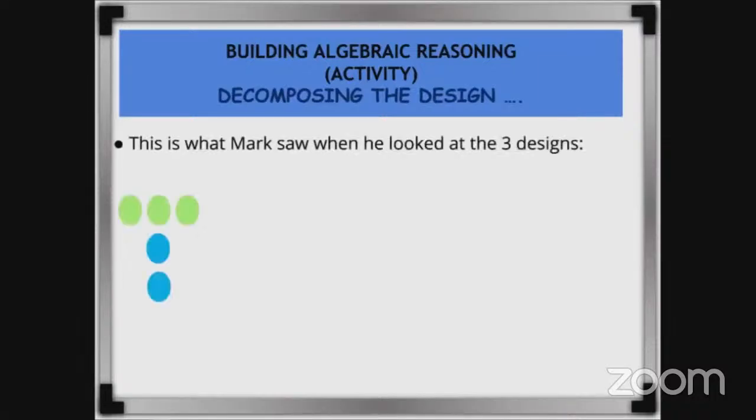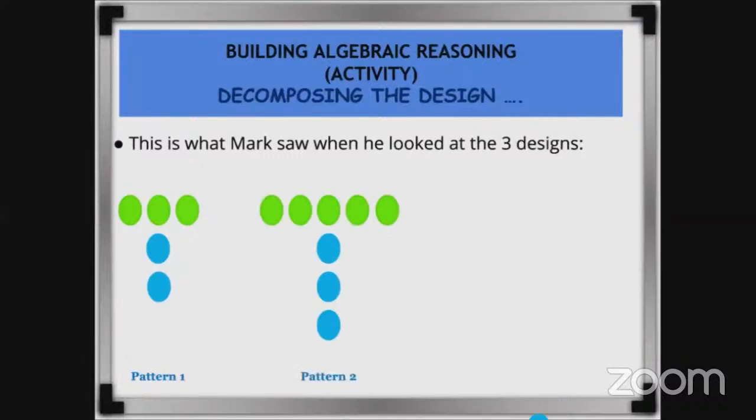So Mark saw two of those circular shapes as his base there, then 3, and he would have seen the 3 at the top differently. And then you'd have pattern 2, 3 at the base, and you'd have 5 at the top, 4 at the base for pattern 3, and then you'd have 7 at the top. So you can definitely view the pattern differently.